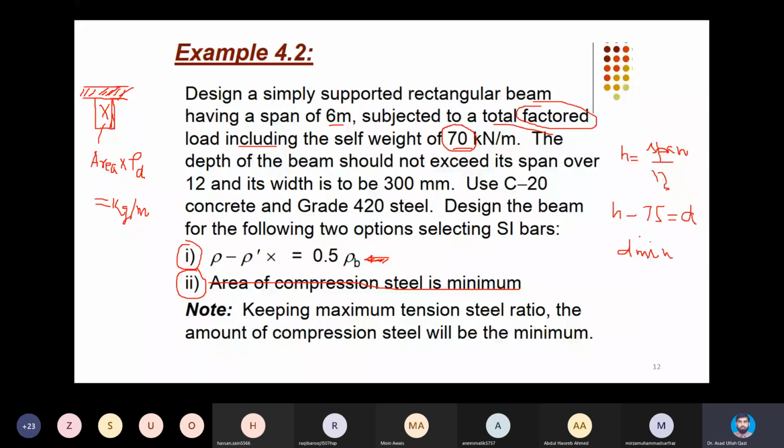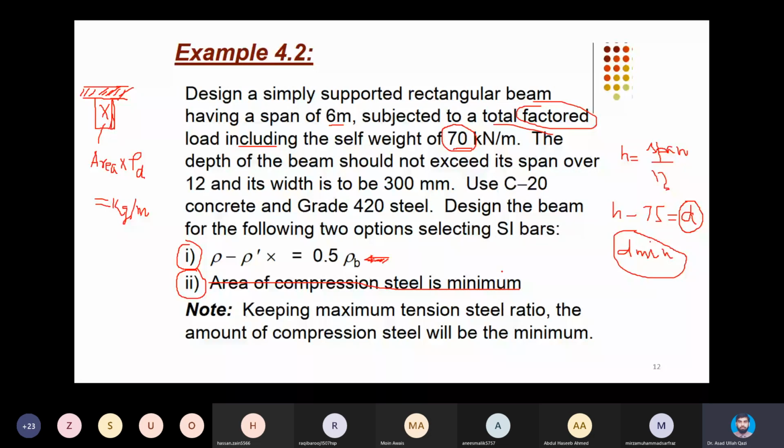Now, if my d minimum is less than this allowed d, I will be happy. I am having a singly reinforced beam. Sorry, if my allowed d comes out to be greater than d minimum, I must be happy because my allowed effective depth is more than the minimum required to get the single beam. But if the d minimum of single comes out to be greater than my allowed depth, then I will be in trouble because I am getting into the unpreferred domains if I still go singly, or otherwise I should go for the doubly beam. Although in this problem span by 12 seems such a relaxing limit, because span by 12 will definitely fulfill the serviceability requirements.